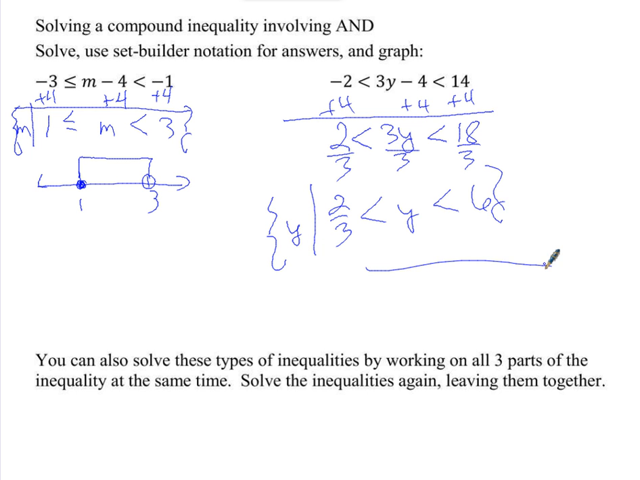Draw my number line and I'll be done. 2/3, 6. Open dots. Y is sandwiched between the 2/3 and the 6. So there's the graph. You can do it either way, whichever way you prefer. But if you do it this way, make sure you are adding 4 or whatever to all 3 parts, and then dividing by 3 to all 3 parts.